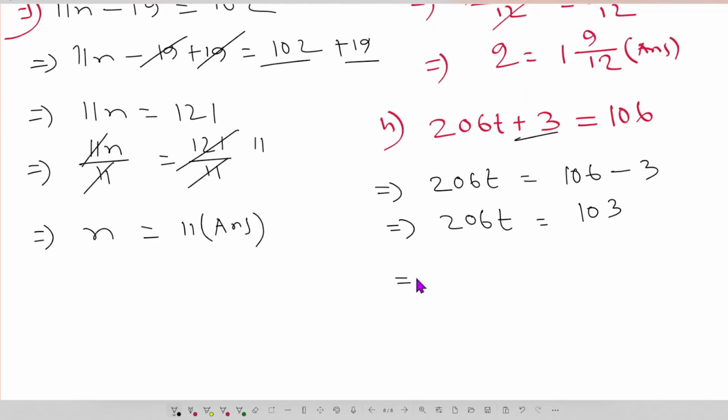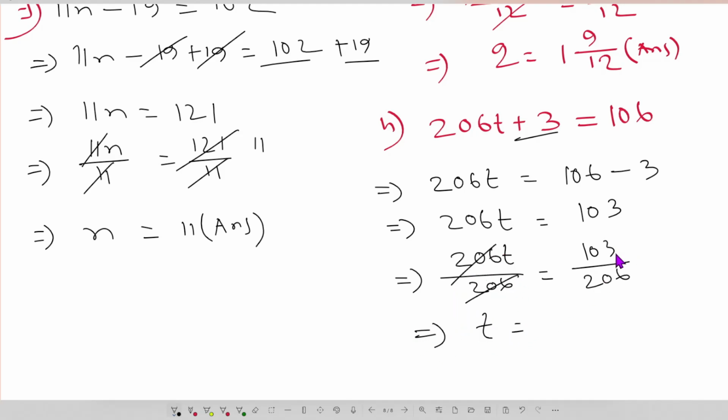Then we can divide both sides by 206. It means 206t by 206 equals 103 divided by 206. So 206 cancels out. Here is t equals, once we divide by 103, denominator and numerator, here is 1 and here is 2. So our answer is 1 by 2.